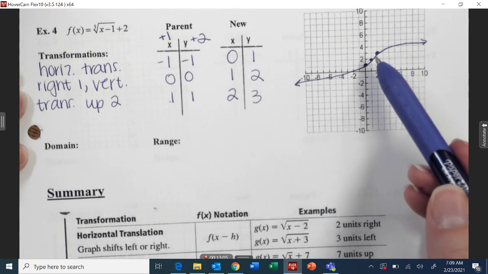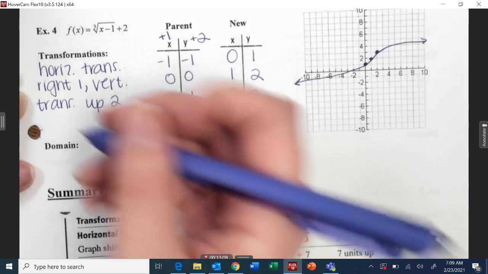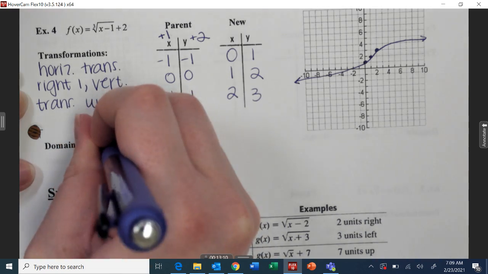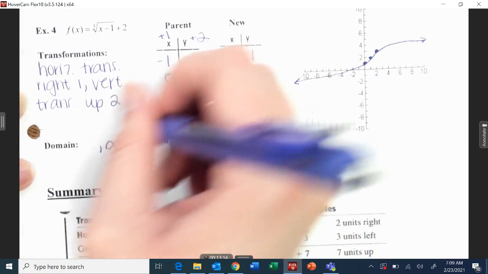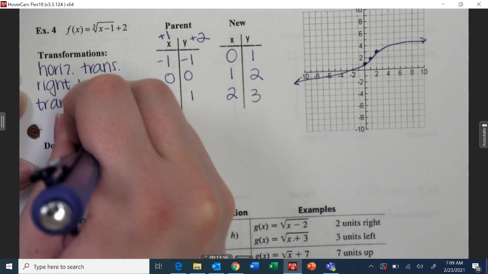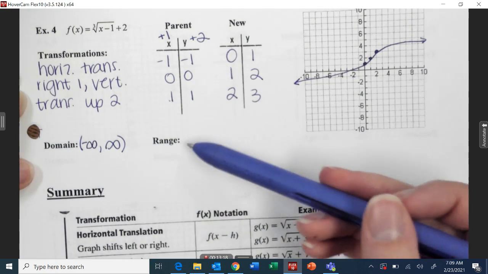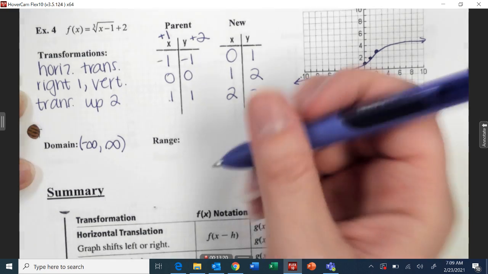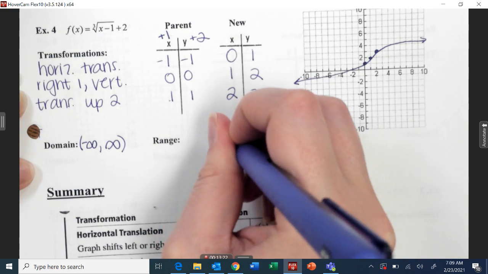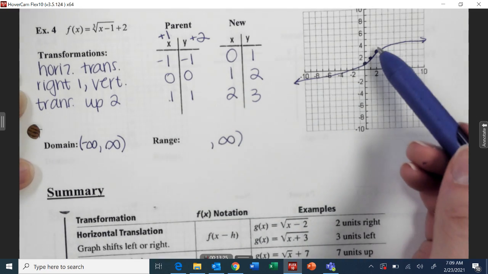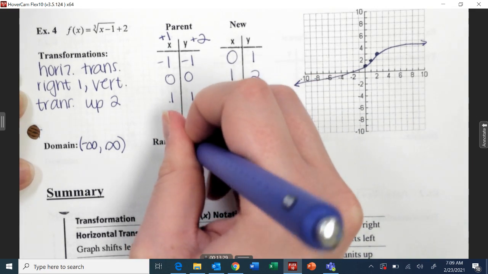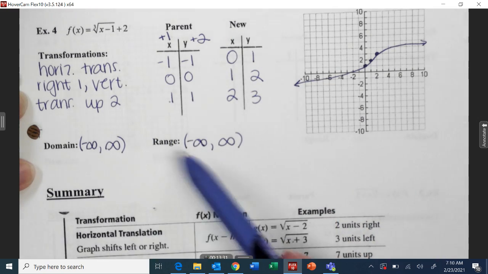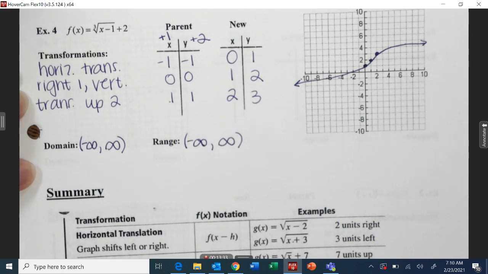My domain, I'm continuing to the right forever. That's going to positive infinity. I'm also continuing to the left forever, so that's negative infinity. For the range, as I move right, I'm going up forever, positive infinity. And I move left and down, that's negative infinity. Remember, cube root function, domain and range will always be negative infinity to infinity.